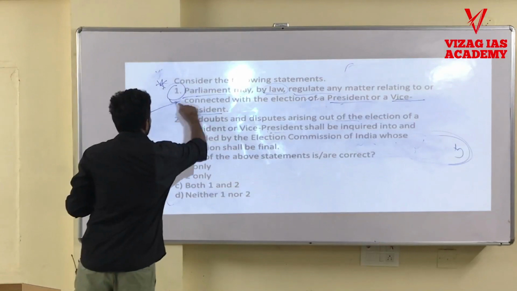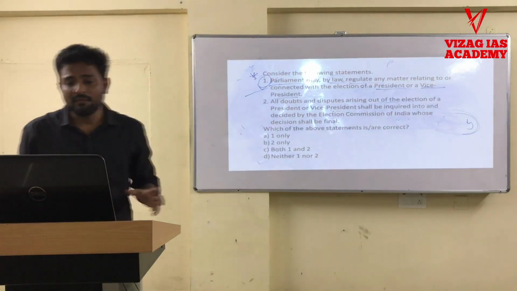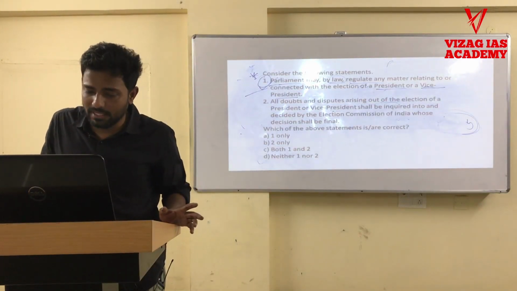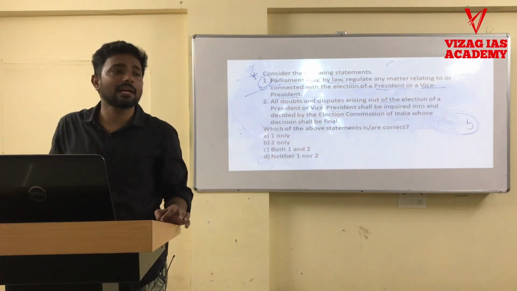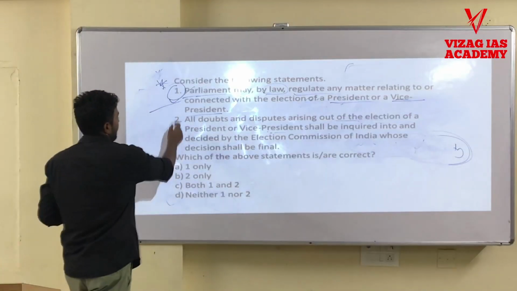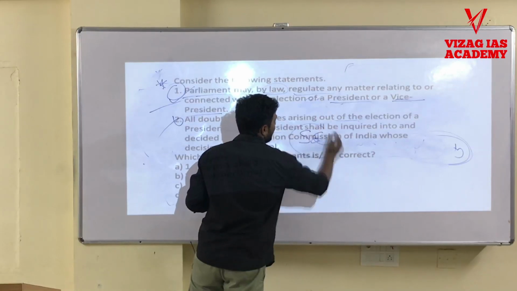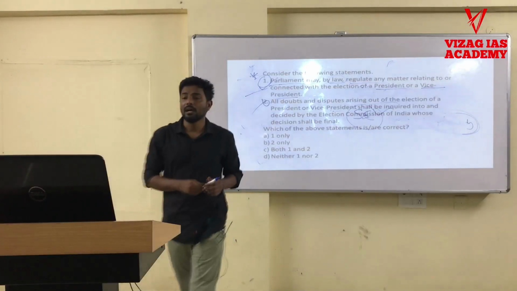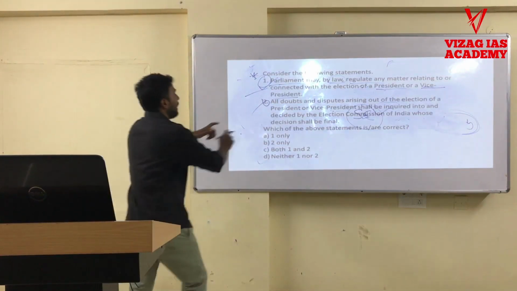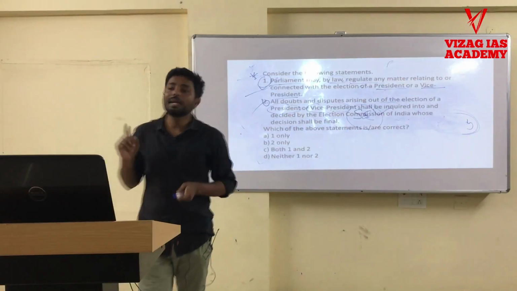So this is correct. And the second statement is, all doubts and disputes arising out of the election of a president or vice president shall be inquired into and decided by the Election Commission of India, whose decision shall be final. Is it correct or not? No. Why? Who will decide? It is the Supreme Court. It is the Supreme Court which decides all matters related to election disputes of the president and vice president, but through an election petition.